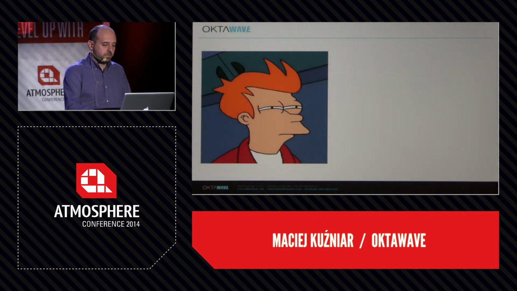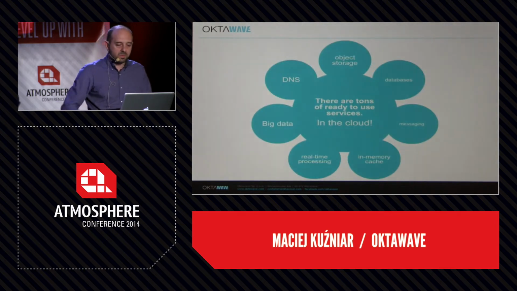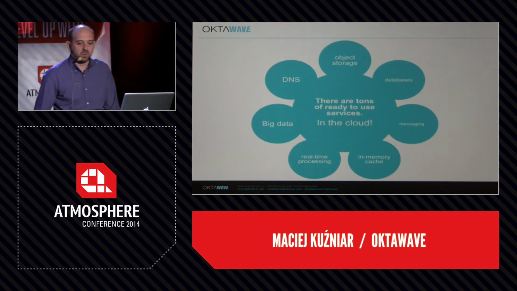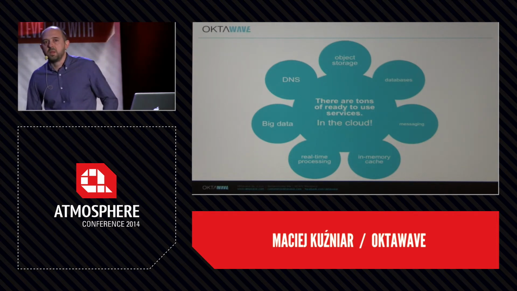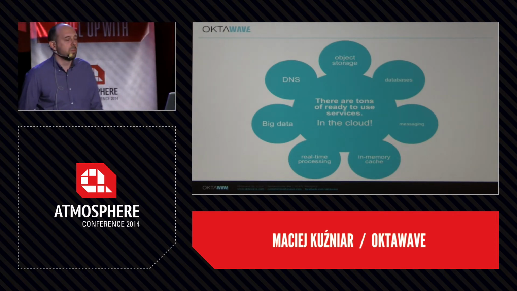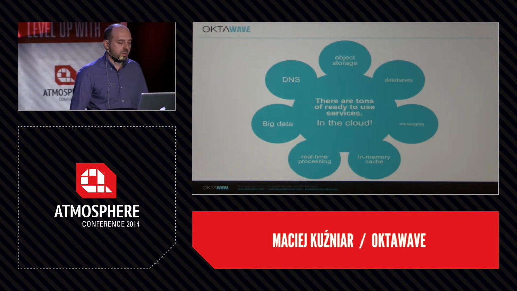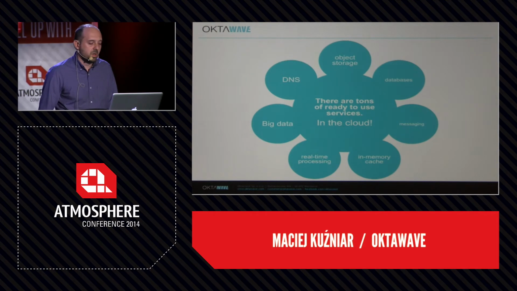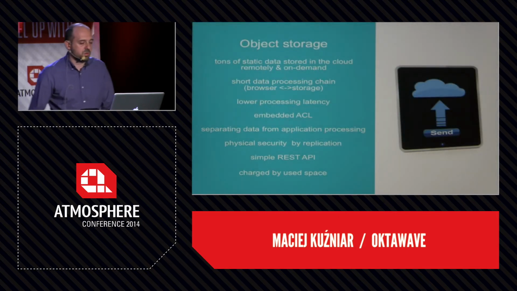So, all right, smart guy, but what are the examples? There are tons of examples in cloud computing. In today's presentation, I'm going to show you 7 examples. The first ones are object storage, relational databases, and messaging for applications. The next are real-time in-memory caching, real-time data processing, big data, and smart anycast DNS. Let's start with object storage.